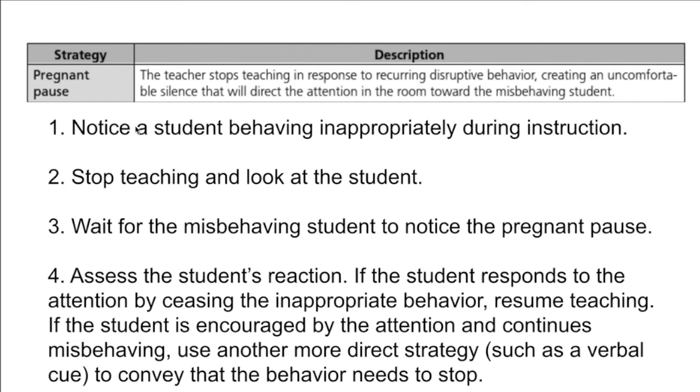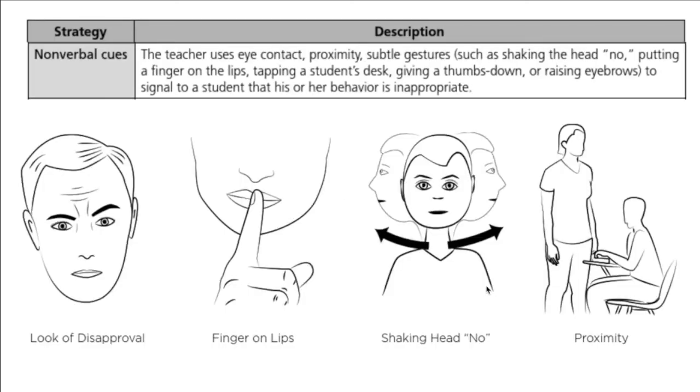Now this works through this. By noticing a student behaving inappropriately, stop teaching and look at the student, waiting for the misbehaving student to notice the pregnant pause, and then just assess the student's reaction. If the student responds to the attention by ceasing the inappropriate behavior, then go ahead and continue teaching. But if the student is encouraged by the attention and continues misbehaving, you do need to use another more direct strategy, such as a verbal cue, to let the student know that the behavior needs to stop. That is the pregnant or uncomfortable, awkward pause. Okay?